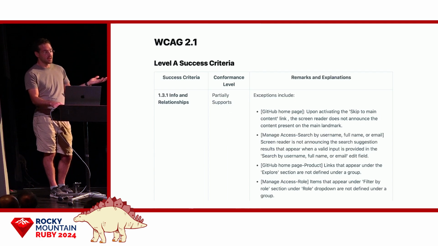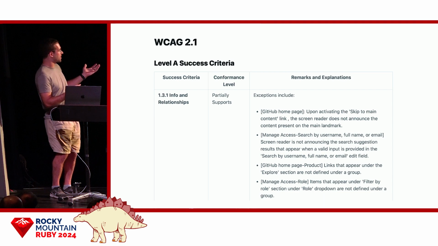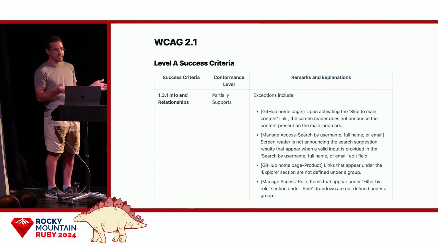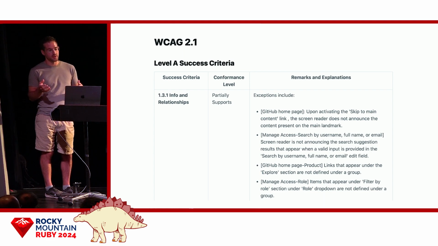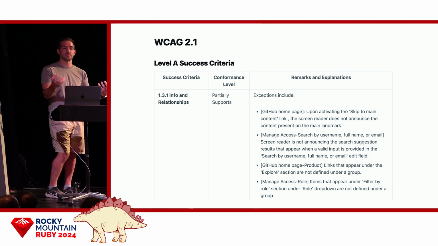And here's what it looks like. It's on accessibility.github.com. You can go read all of our ACRs today. This, for example, shows that when you go to the GitHub homepage and click the skip to main content link, the screen reader does not announce the main landmark. That's one specific screen reader bug. And this kind of disclosure is required by large customers because they want to understand what risk they're taking on.